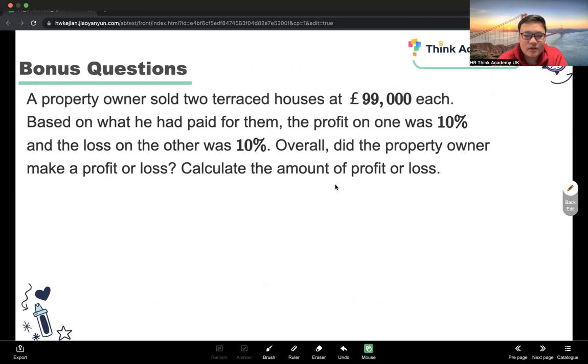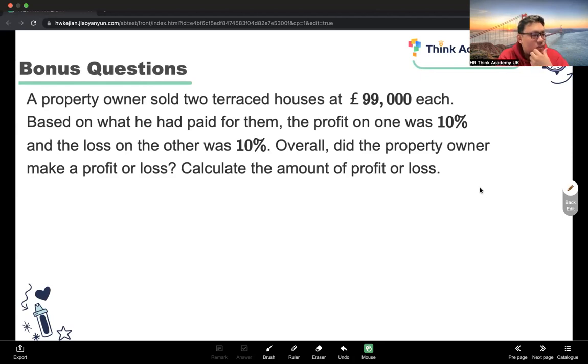So last question of the bonus question, and after that, we'll go to the past paper questions from the 11+ exam, okay? And this one is also about percentage. A property owner sold 2 terraced houses at 99,000 pounds each. Based on what he had paid for them, the profit on one was 10%, and the loss on the other was 10% as well. Question: overall, did the property owner make a profit or loss? Calculate the amount of profit or loss.